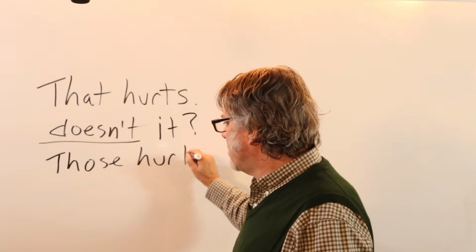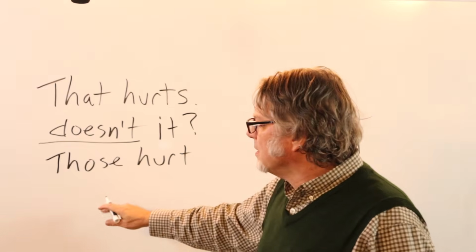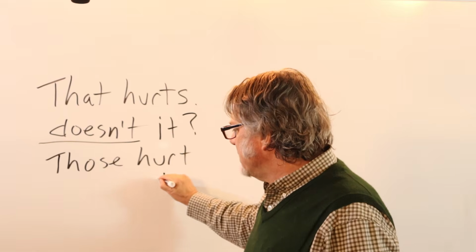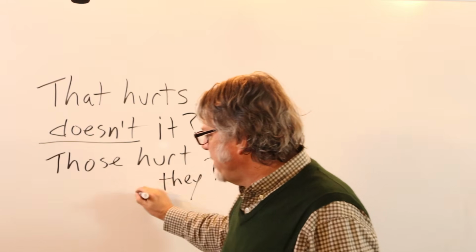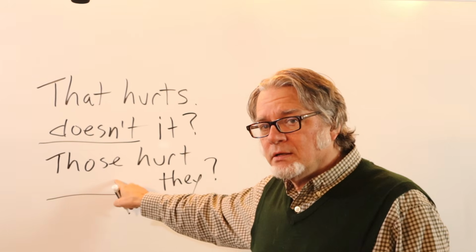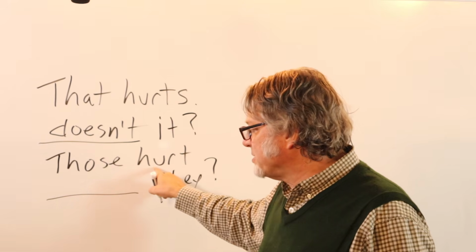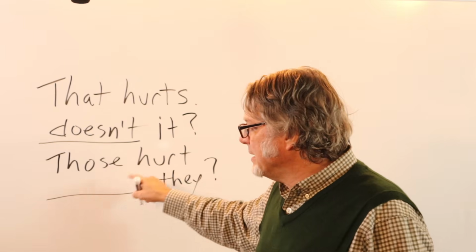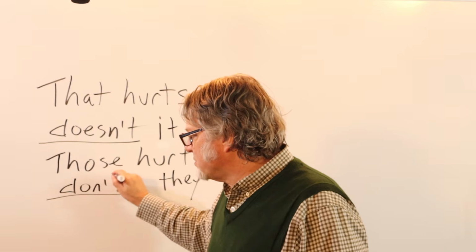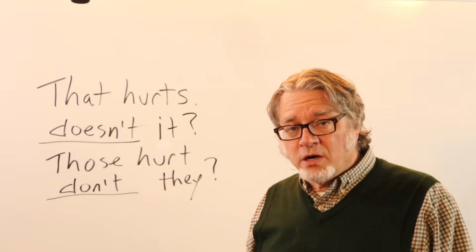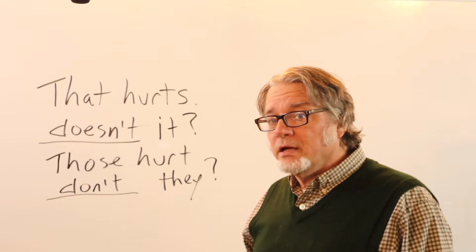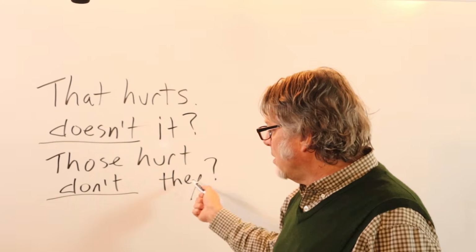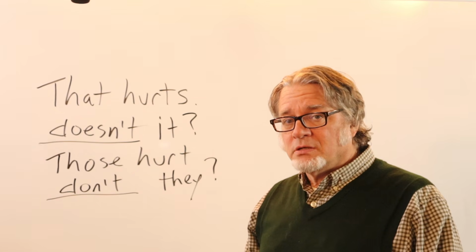If you take the same sentence and make it plural, those hurt, or it could be these, then because this is plural, the pronoun you use is they, and then what goes here? The verb that goes here has to match this verb, which in this case is in the present tense, and it's negative. Those hurt, don't they? It's very important to consider when you have something singular or plural in a tag question.